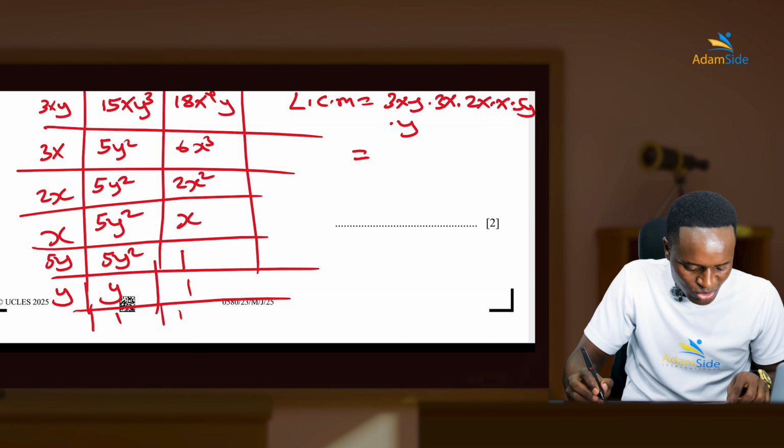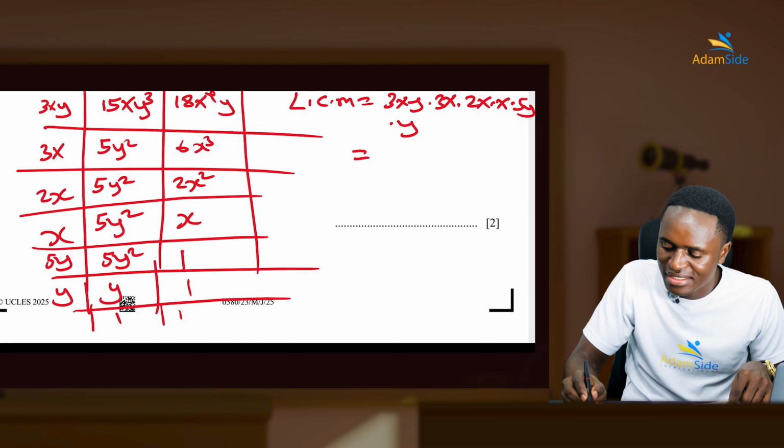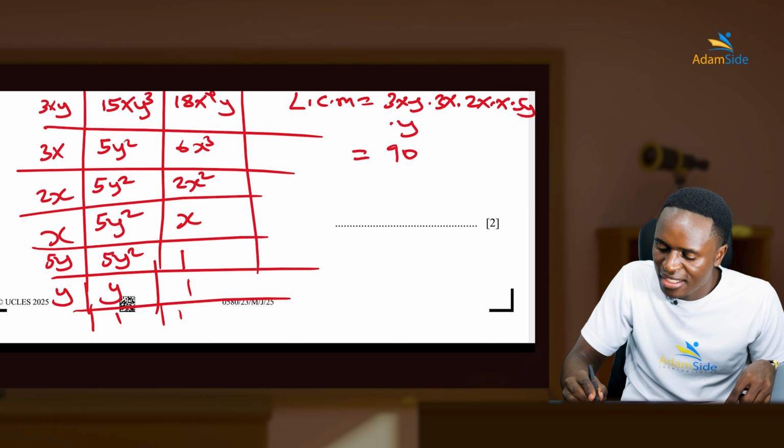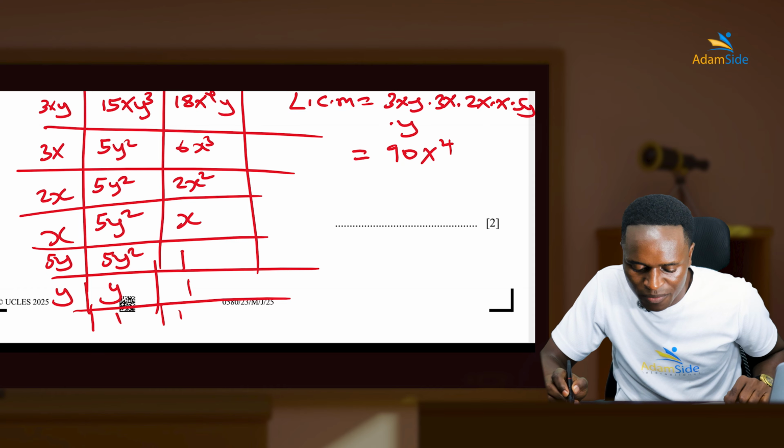You get your answer. 3 times 3 is 9. 9 times 2 is 18. 18 times 5 is 90. So you get 90. And then x power 1 times x power 1 gives x power 2, x power 3, x power 4. Then you get x power 4. And then y power 1 times y power 1 is y power 2, and then times y, you get y power 2.